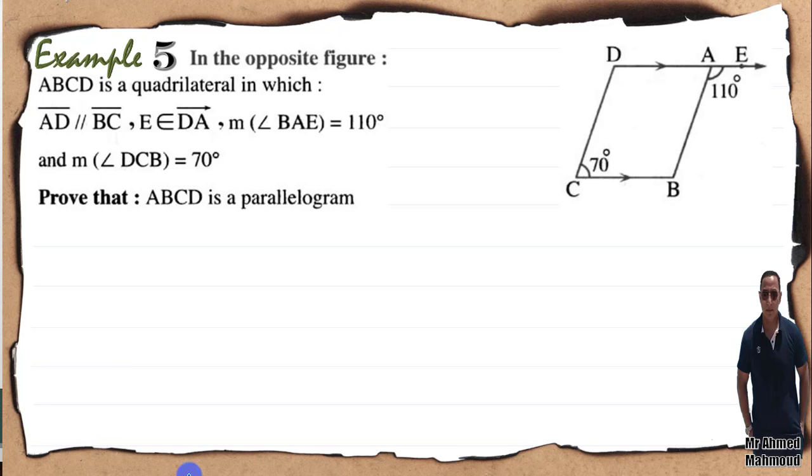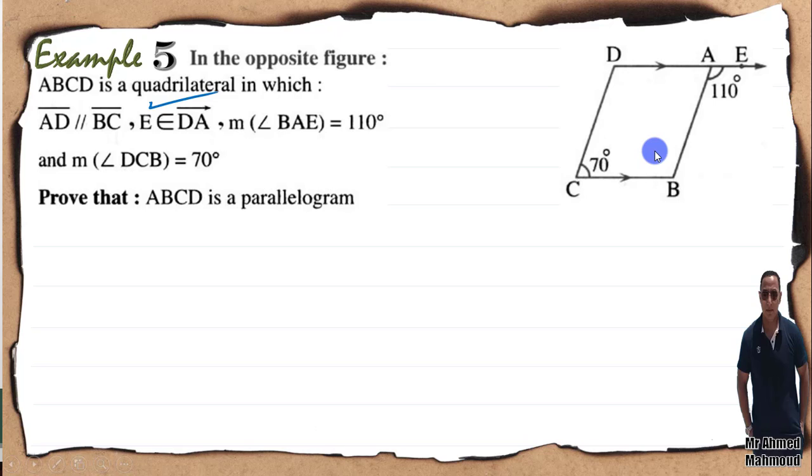Okay, now in the opposite figure, ABCD is a quadrilateral. Now please look carefully. This is a quadrilateral. It's not a parallelogram. He didn't tell me the shape is a parallelogram. In which AD is parallel to BC and E belongs to DA. That means this is a straight angle, and measure of angle BAE equals 110, measure of angle C equals 70 degrees. Now I need to prove that this shape is a parallelogram.